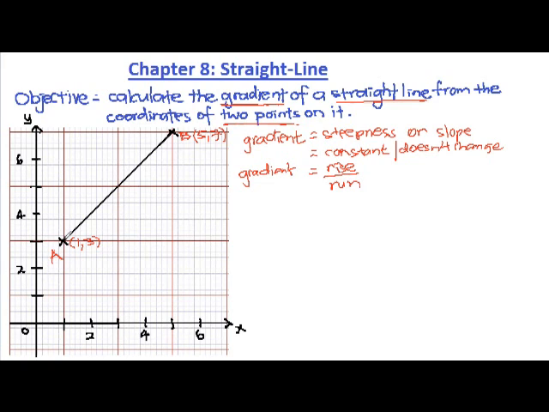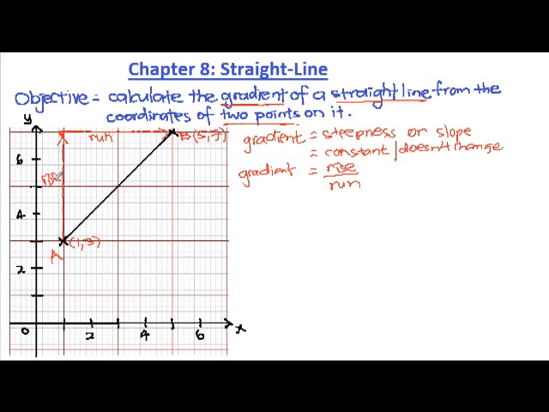In order to travel from point A to point B, I can choose to travel from A to this point. Because the movement is a vertical movement, I call this the rise. After that, I continue the journey to move from this point to point B. Because the movement is horizontal, I call this run. Gradient is given by rise over run.